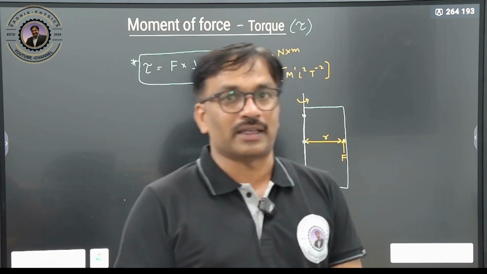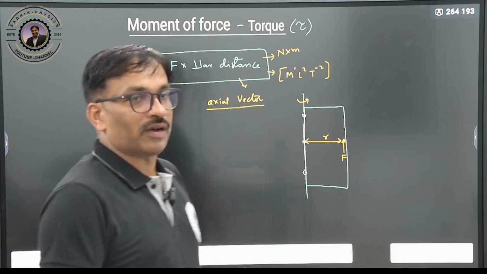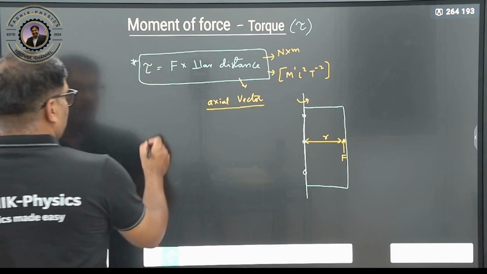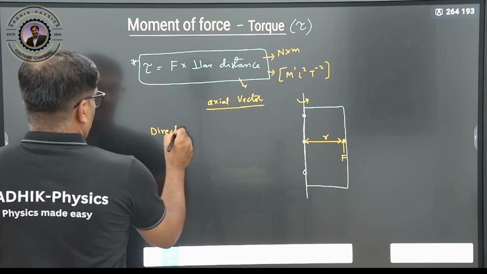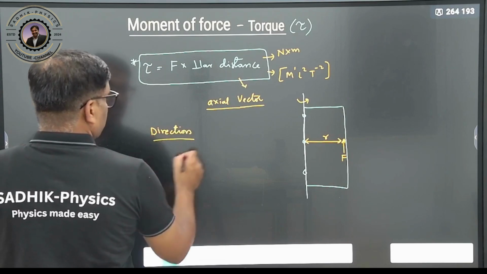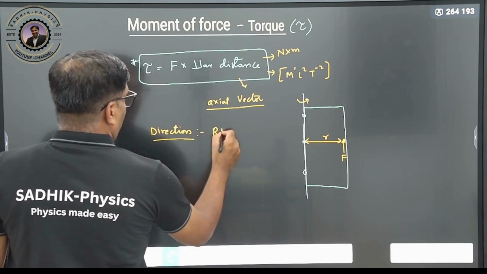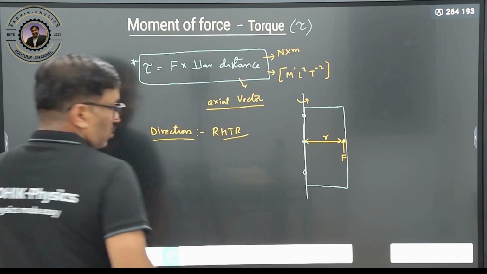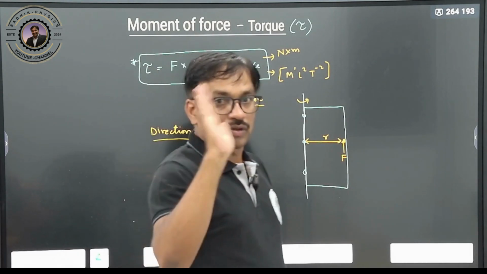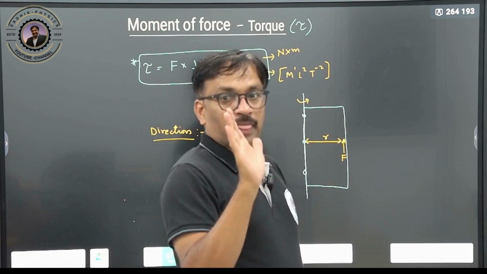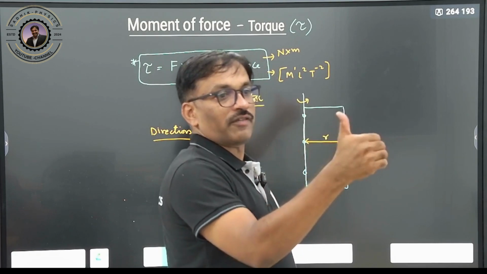So how to calculate the direction? Very simple. To find the direction of this, you have to use the right hand thumb rule. You have to use your right hand, and you need to curl the fingers like this.